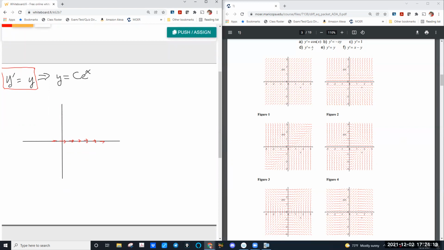Along the x-axis. Okay, well, that's good. Not the most interesting thing, but let's see how this plays out as we go to other places. Well, what if we come up here to the point 0, 1? Well, now the y value is 1. So what we would do at 0, 1 is draw a little line representing a slope of 1.